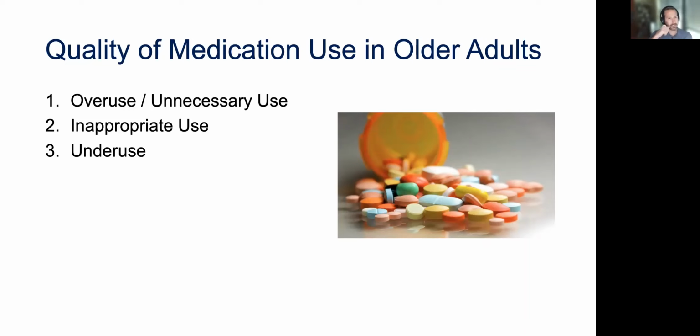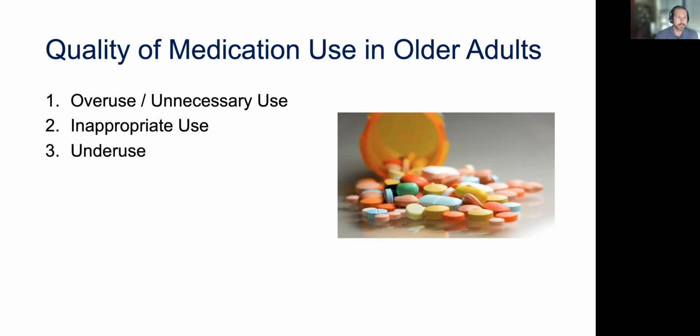So the first category is overuse or unnecessary use. And this is when an older adult is using a medication for which there's no clinical indication. The second category is inappropriate use, and this is defined as medication use where the risk outweighs the benefit, which is sometimes quite hard to know. And historically, we think of this with the Beers criteria. And finally, underuse, which is when an older adult has a condition, say osteoporosis, for which medication is indicated, but for whatever reason, they're not being prescribed that medication. Or when the older adult is prescribed a medication, but they're not adherent for whatever reason.